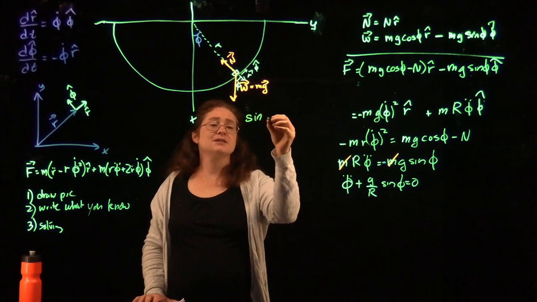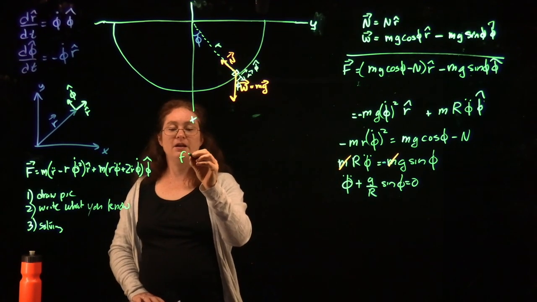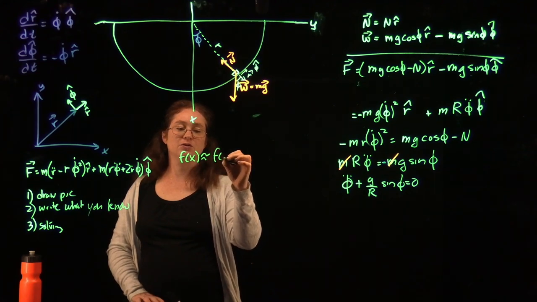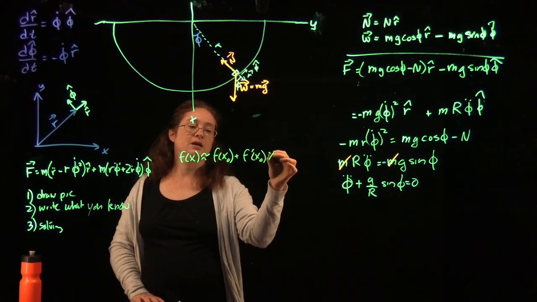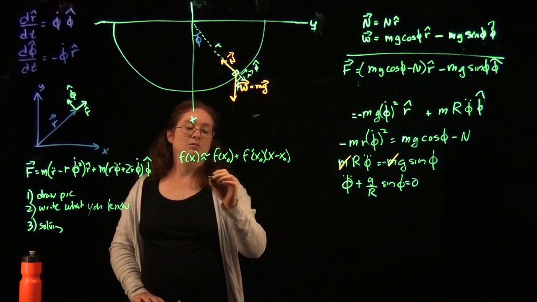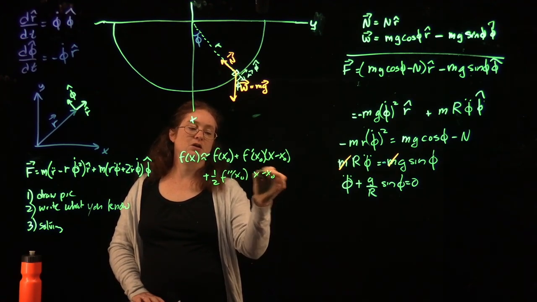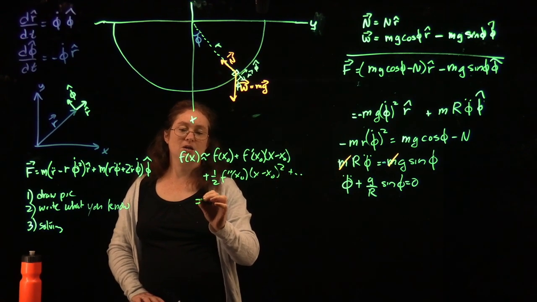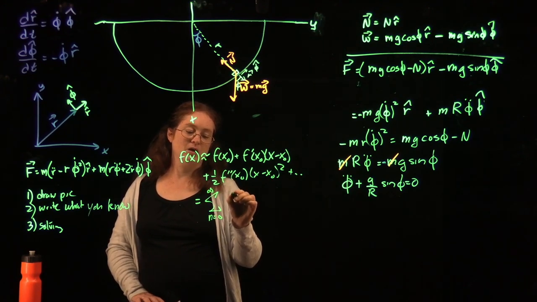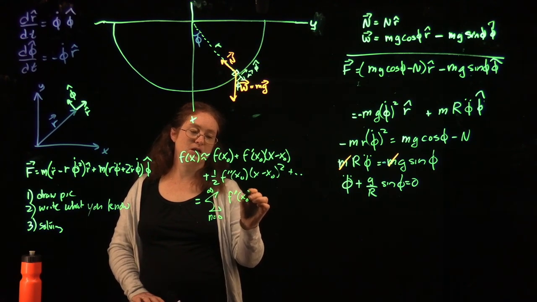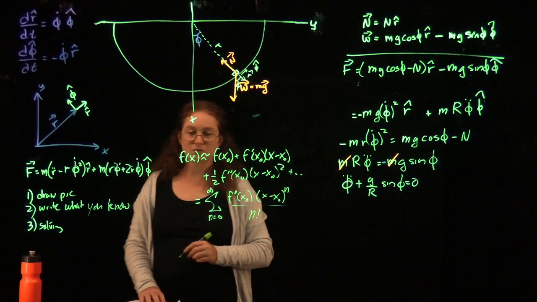So the Taylor series of a function: you can write that a function is approximately equal to that function's value at x naught plus the first derivative times x minus x naught, plus 1/2 times the second derivative times x minus x naught squared, and so on. And I can write this as the sum from n equals 0 to infinity of the nth derivative at x naught, times x minus x naught to the n, over n factorial.